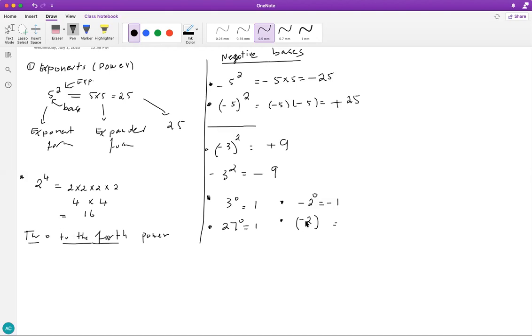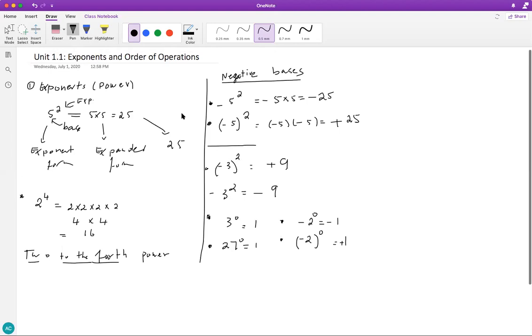So -2 to the power 0. So the whole thing is raised to the power 0. What is the outcome here? Positive 1. It will be just positive 1. That's right, positive 1. Okay, so that's basically an introduction to exponents. In college algebra, we discussed this in much more detail. But for now, that's all you need to deal with the exponential, with the order of operations.